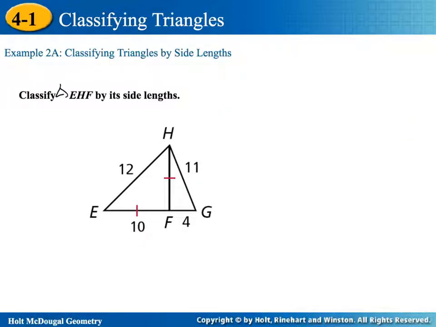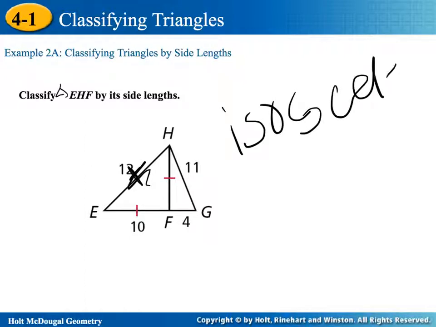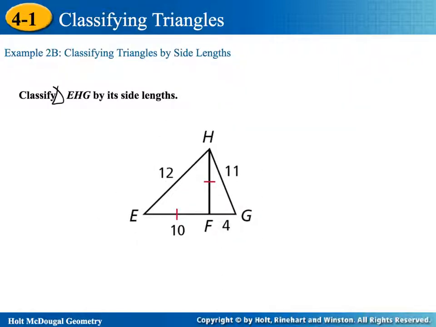All right, so classify EHF by its side lengths. So let's find EHF. We've got E to H to F. So I'm looking at this medium triangle right here. I see that this has a tick mark and this has a tick mark. This one does not. So it's going to be isosceles. All right, classify EHG. So this is the big triangle. First I need to figure out what the length of EG is. I got 2 numbers. Segment addition postulate tells me I can just add the numbers. So EG is 14. The whole length is 14. So I have 14, 12, and 11. Since they're all different, it's going to be scalene.